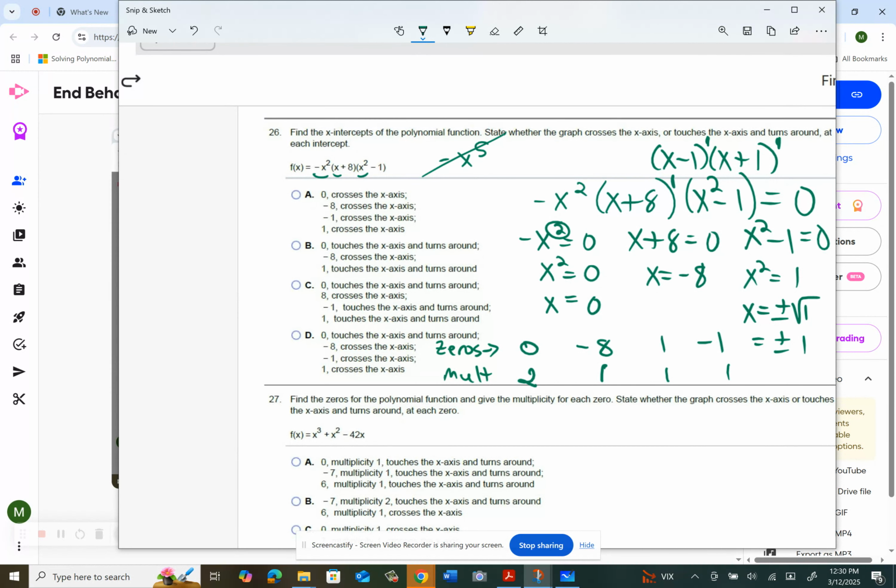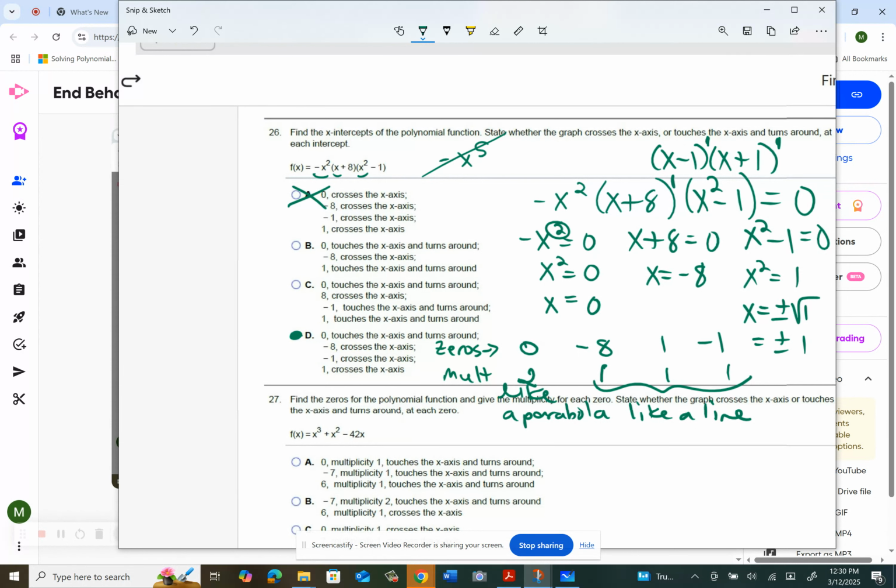So that means at 0, it's going to touch and turn. Okay, so that means this is out. At all the others, it's going to just pass through because the exponent on the associated factor is a 1, so it should behave like a line. Okay, so like a parabola here. And then all of these should behave like a line. Okay, so it should touch and turn at 0 and then just cross the x-axis at each of the others. So that would be D.